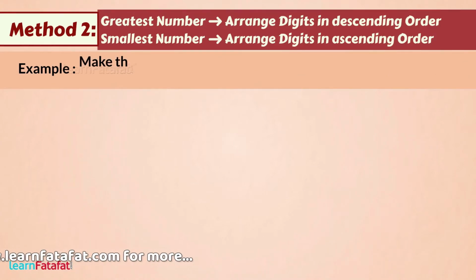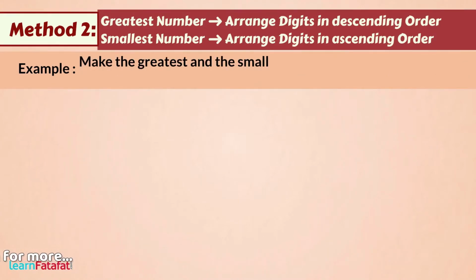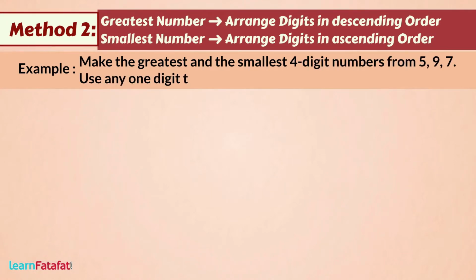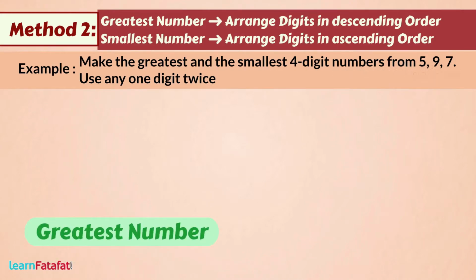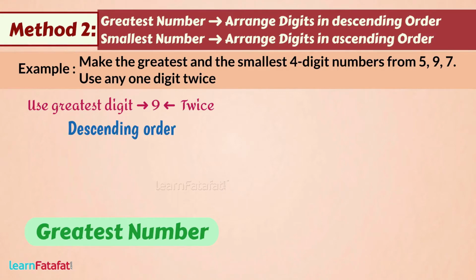Example: make the greatest and smallest 4-digit numbers from 5, 9 and 7. Use any one digit twice. Let's form greatest number. We should use greatest digit 9 twice for forming greatest number. Arrange numbers in descending order. 9, 9, 7, 5.